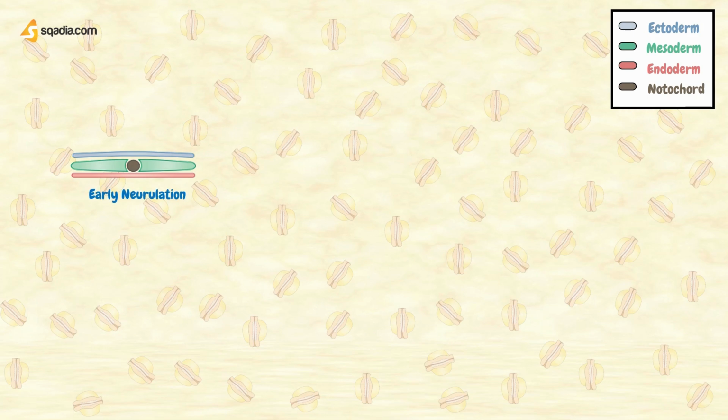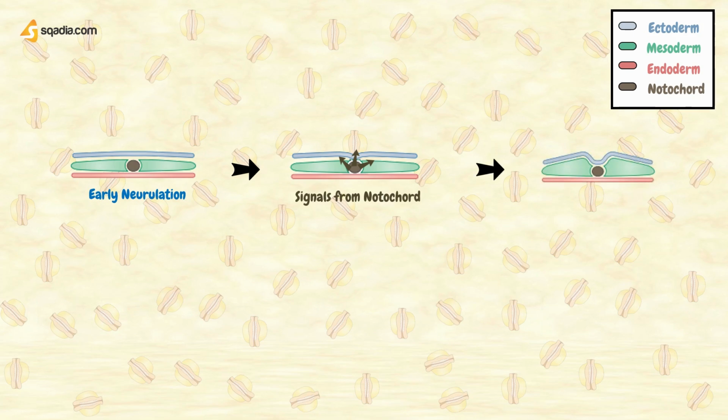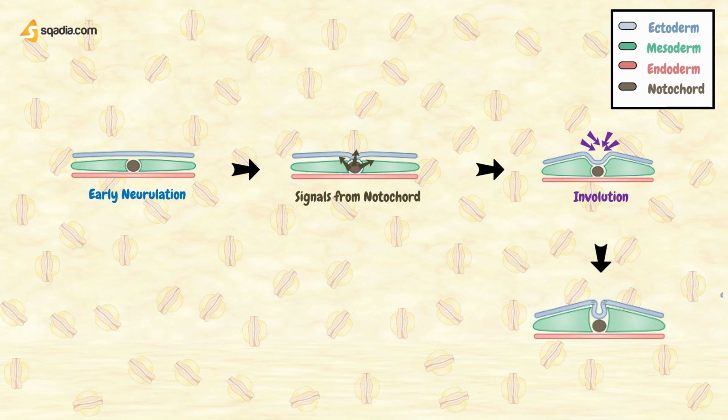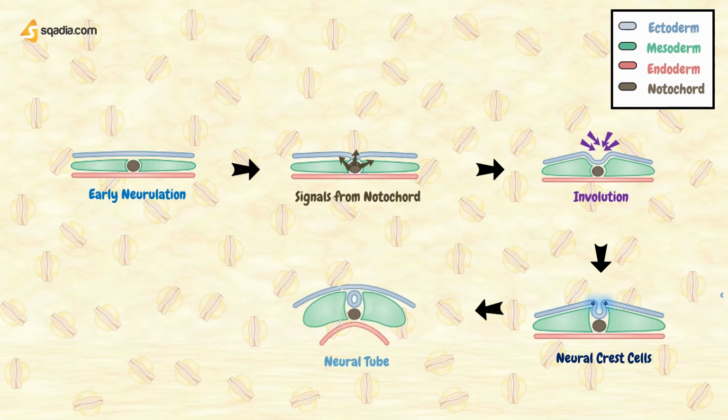This diagram shows early neurulation. Now, in the next step, signals from the notochord start off the processes of neurulation in the ectoderm. In the next step, ectoderm involutes and starts to form a tube. In the next step, neural crest cells appear in the crests of the waves of the ectoderm that are moving towards each other. In the next step, the neural tube has formed, and neural crest cells move away.